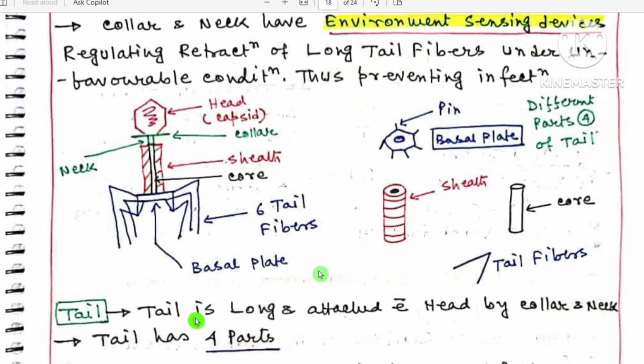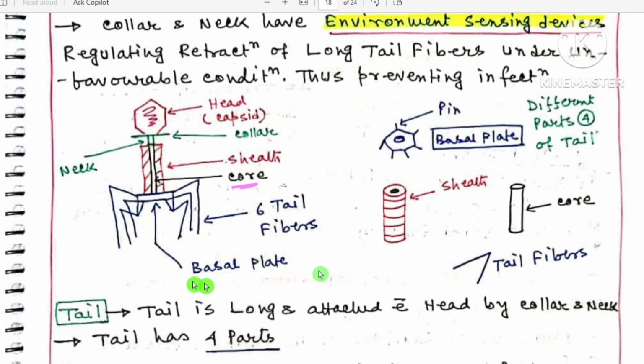Now the tail is long. Suppose this is a tail, and in this tail a core structure is present. This is the core structure, and it is covered by the sheath. The tail is long and attached to the head by the collar and neck. So these are the collar and neck, and the tail is attached to the head by this collar and neck.